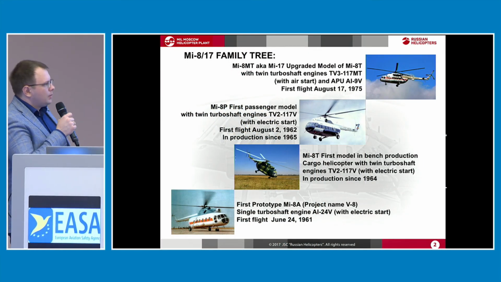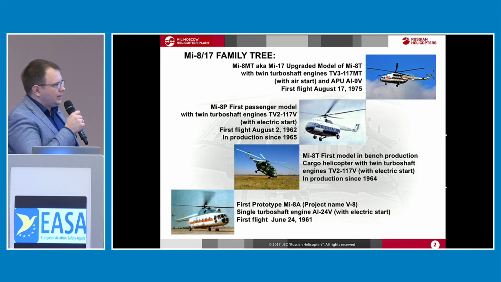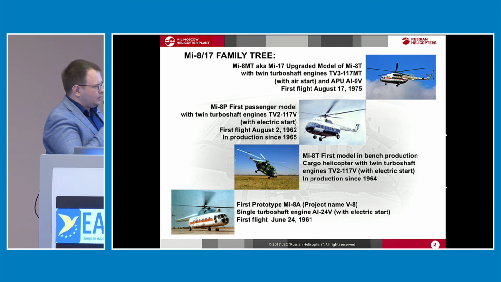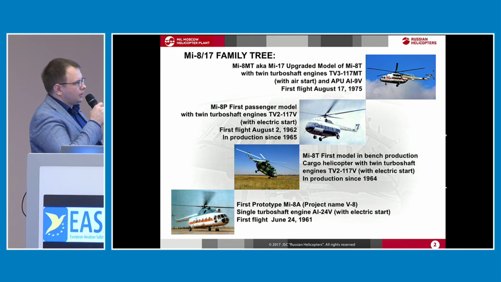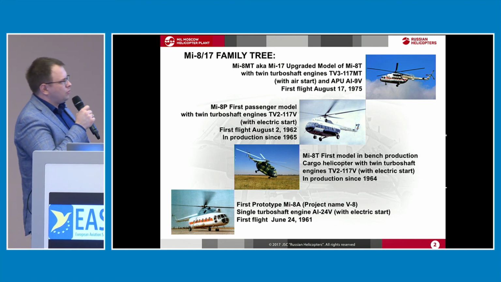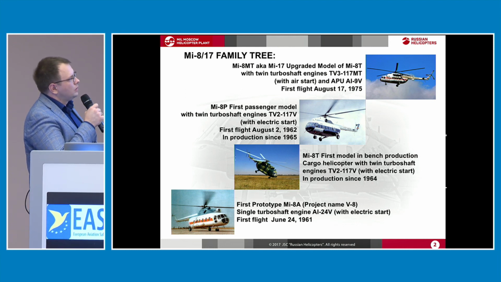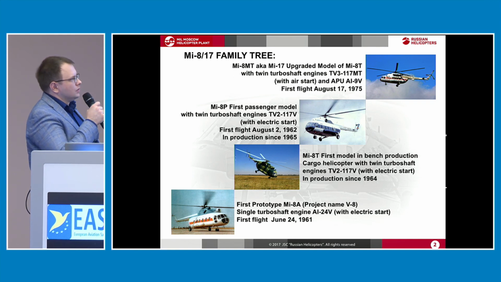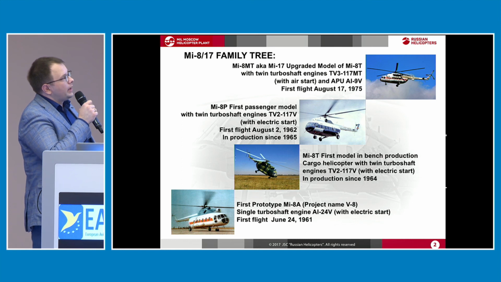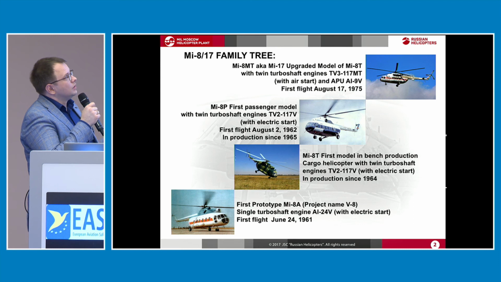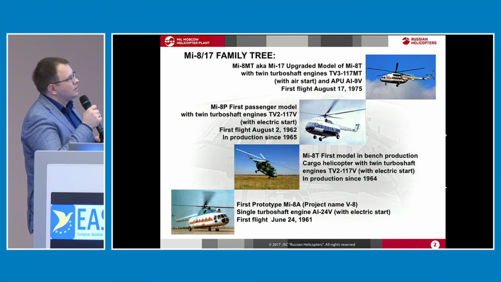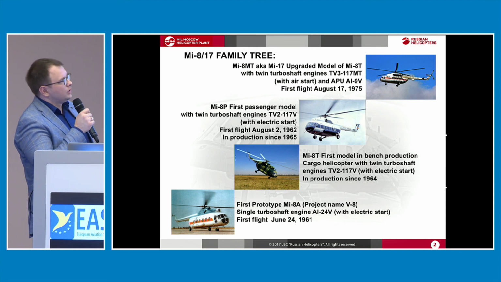The first prototype of the Mi-8 helicopter, the Mi-8A, took its first flight in June of 1961. It was equipped with a single turbine engine with an electric start. The first helicopter in serial production was established in 1964. It was the Mi-8T, meaning transport. And the next year, 1965, the passenger model with the same twin turboshaft engine with electric start was put into production. In 1975, the new modernized model Mi-8MT, also known as Mi-17, was put into production with the twin turboshaft engines TV3-117 with air start and auxiliary power unit AI-9.